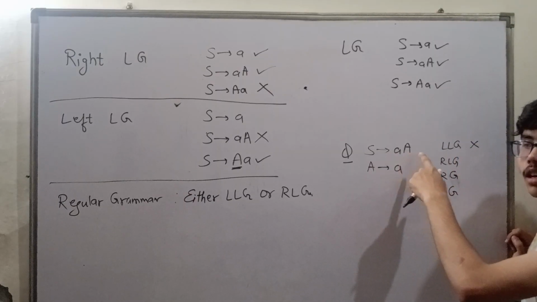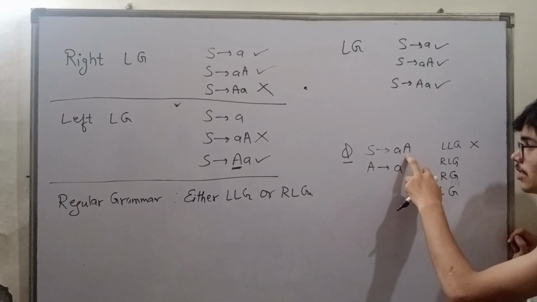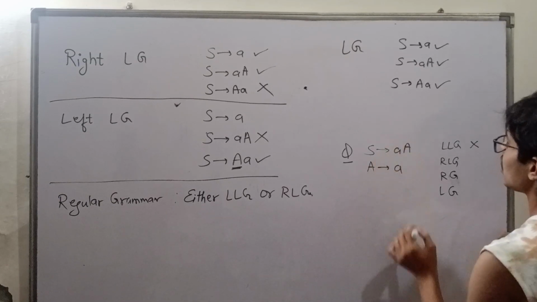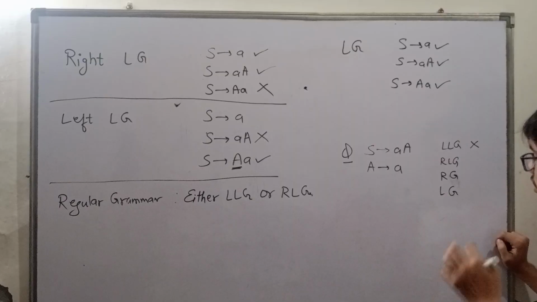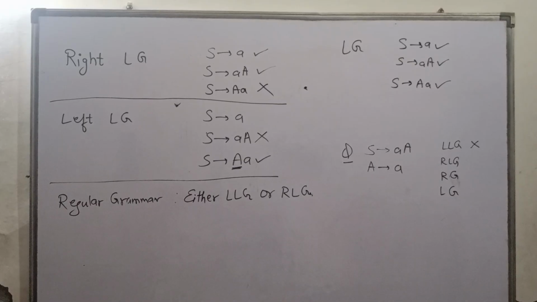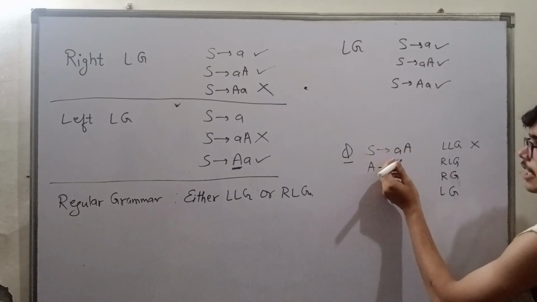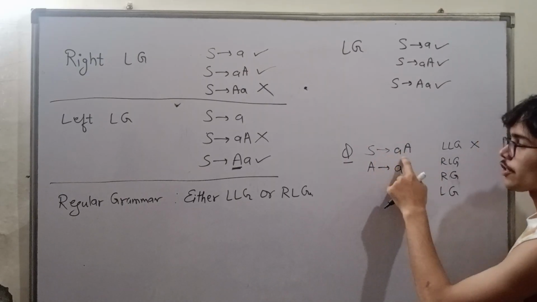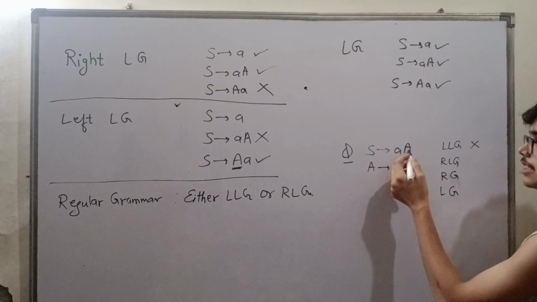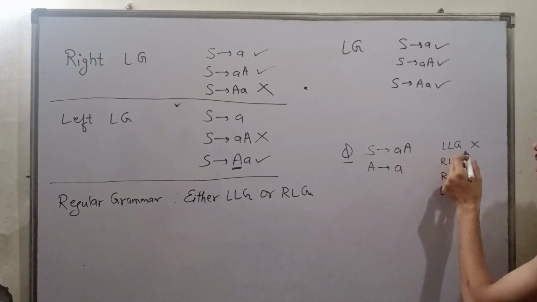Counter example. One counter example we can see here. If I get only one counter production rule where this is not followed, I can simply say this is not followed. Since the variable is present on the right hand side, it is not left linear grammar.